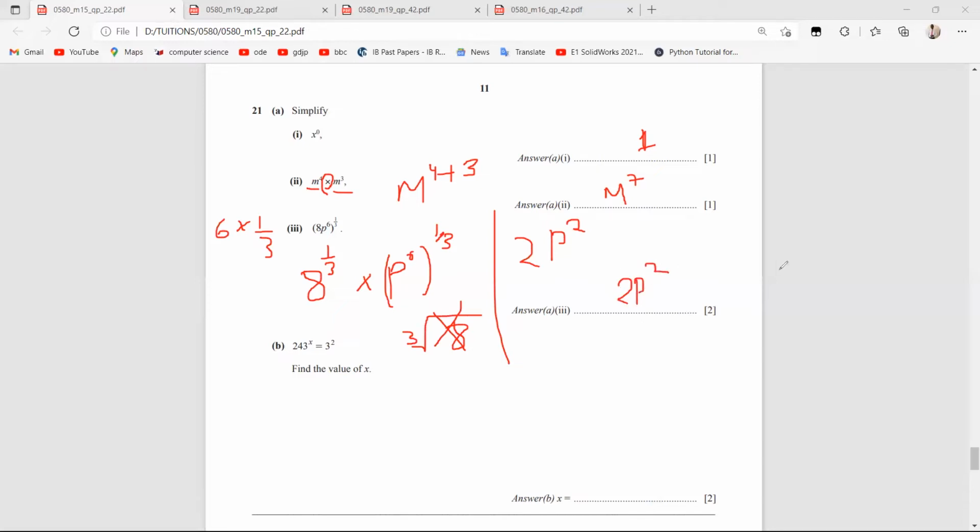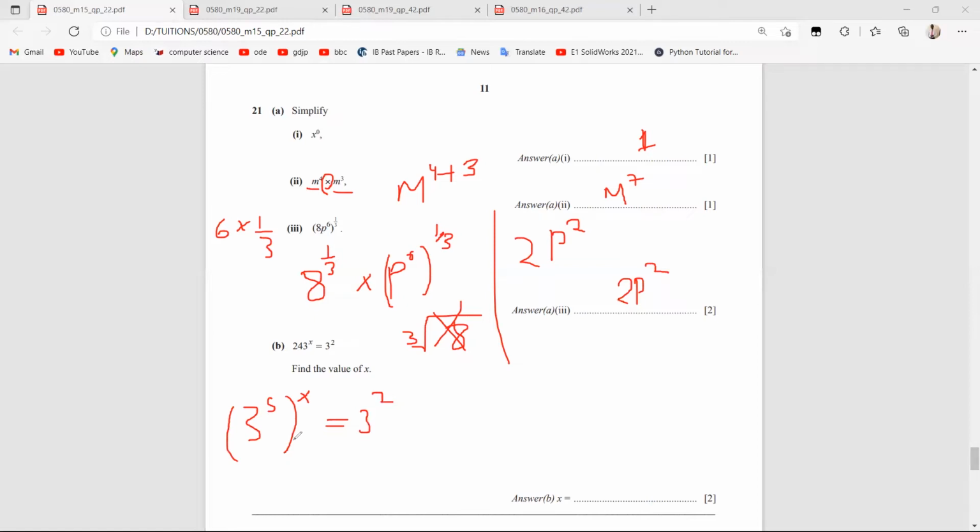Now, number B says 243 raised to power x equals 3 squared. One of the things you can do in this math is look for a way in which you can write 243 with base 3, like 3 power something to give you 243. Which number is that? It has to be 5. That is trial and error method, I guess. So you'll have 3 power 5. Remember, that's 243, and the whole 243 was raised to power x, then equated to 3 squared.